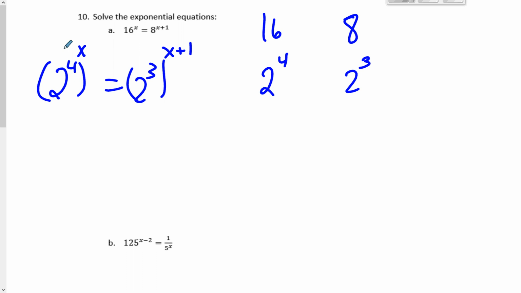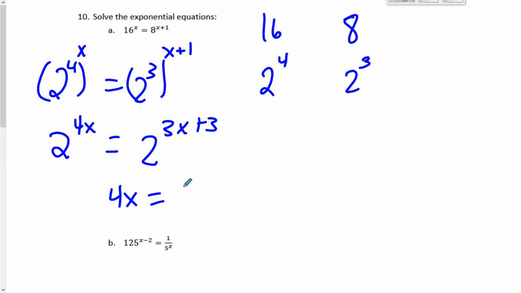Now when I raise powers to powers, I multiply. So that's 2 raised to the 4x, and this would be 2 raised to the 3x plus 3. Make sure you distribute that to both of them. And now since the bases are the same, our exponents must be the same, because if we're equivalent, meaning they're the same, right? So since our bases are the same, exponents have to be the same. Why did I do that? But that's okay. Let's not do that. Let's subtract 3x from both sides, not subtract 3.